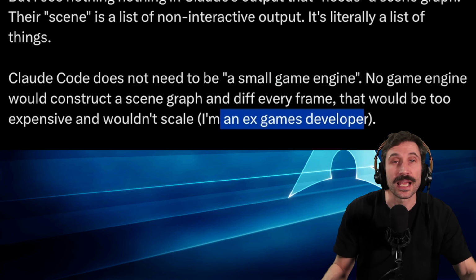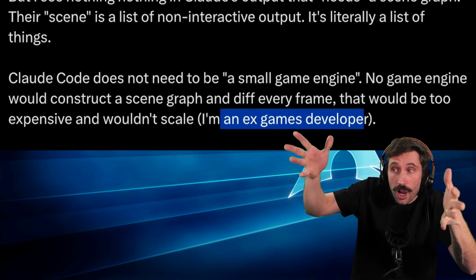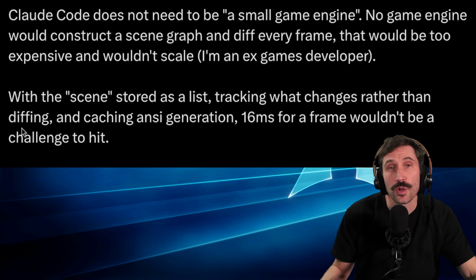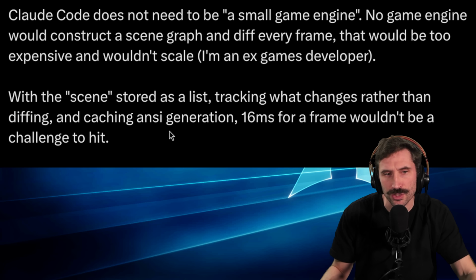"I'm an ex-games developer." Yeah, typically you just do immediate mode, right? You just draw the scene. You could draw the entire terminal every single time. How do I know? I'm doing it right now. "With the scene stored as a list, tracking what changes rather than diffing, and caching ANSI generation, 16 milliseconds for a frame wouldn't be challenging to hit."